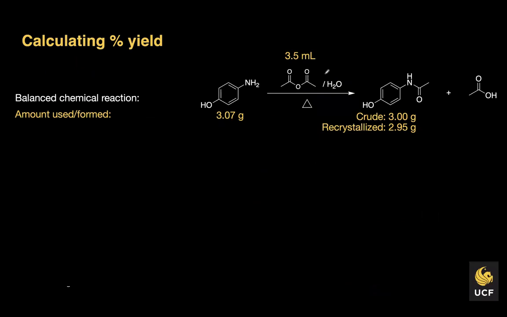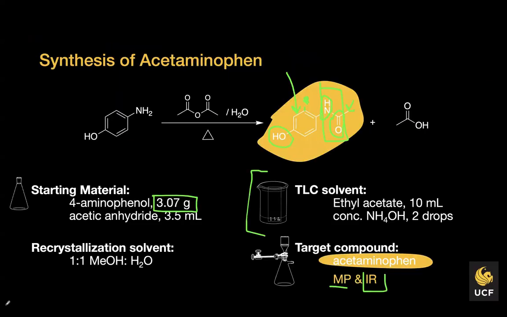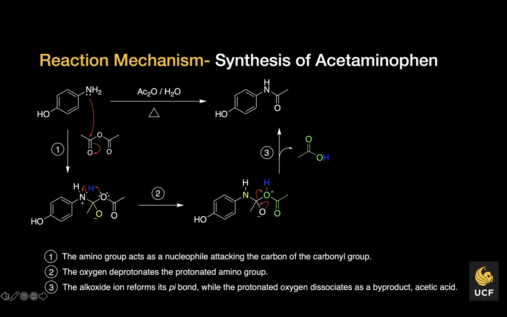Okay, so how do we calculate percent yields? Well, first of all, we need a balanced chemical reaction. How many moles of reactant to how many moles of products do we need, right? So if you take a look at the reaction scheme, that's an example of a reaction scheme. What we had earlier was an example of, I actually have to go back. That's an example of a reaction mechanism, right?